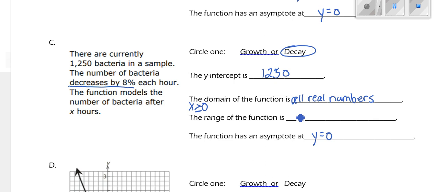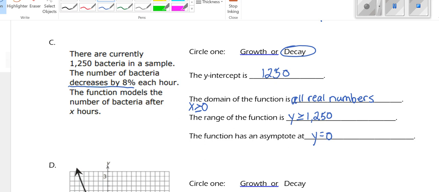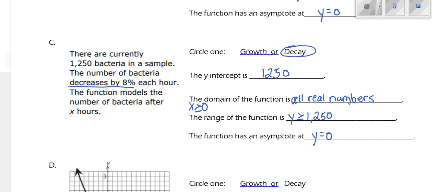Okay, the range of the function. I would accept two things here too. I would accept that y is greater than or equal to 1,250. But that would kind of change our asymptote, which we don't really deal with in 8th grade, which is what made me question that there. So really, it should be all real numbers, probably, for this situation. So y is greater than 0 is what we should probably have.